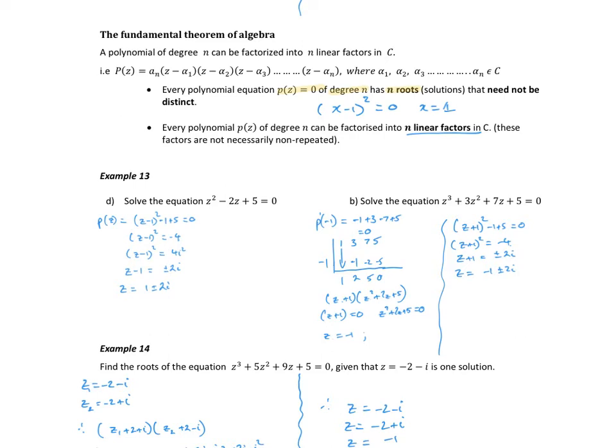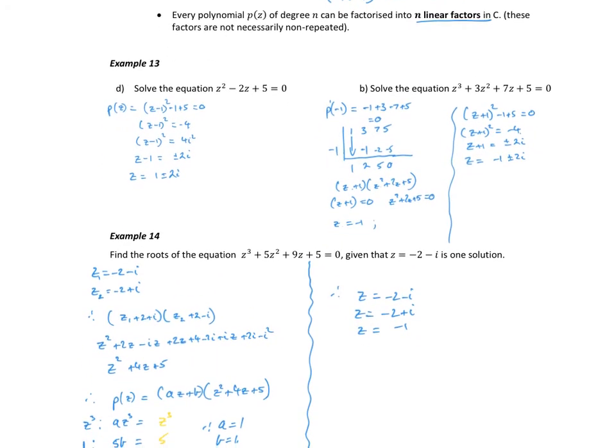So it's really just a continuation from our factorising. For z squared minus 2z plus 5, how do we solve any quadratic expression? We can complete the square, we can use the quadratic formula. And in this case, I've completed the square, and we get our 1 plus or minus 2i. Again, note, all real coefficients, so it will be a conjugate pair.